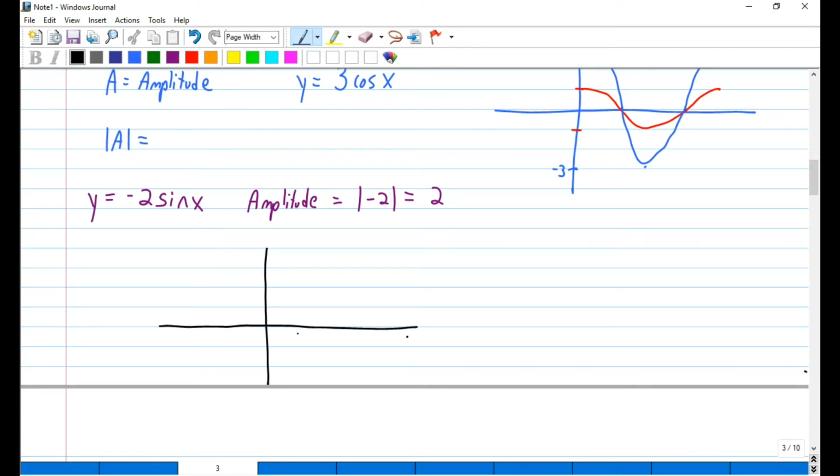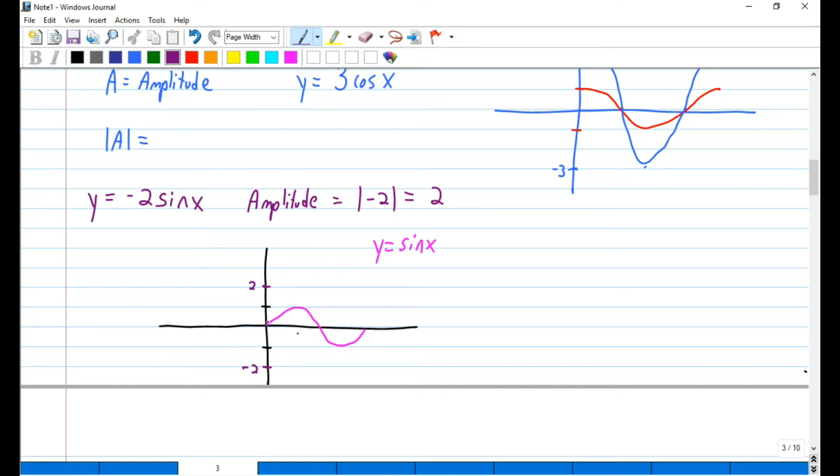So what do I mean by flip the graph? Let's say, I'm going to graph really quick, this is y equals sine of x again. So let's say it looks something like this. That's y equals sine of x. Then y equals negative 2 sine of x will still have a high point of 2 and a low point of negative 2, like you would think it would. That's positive 2, that's negative 2.